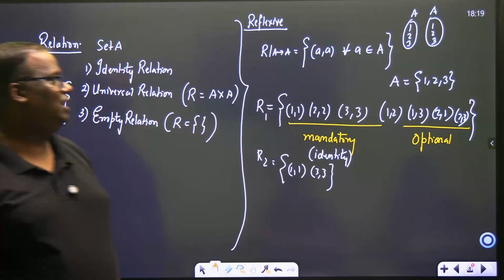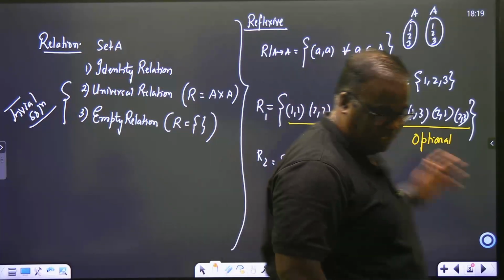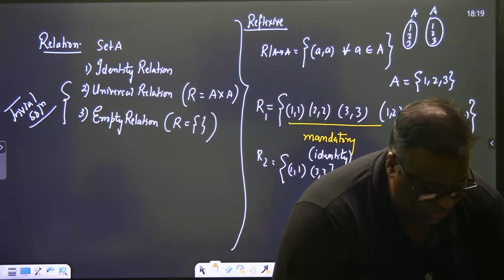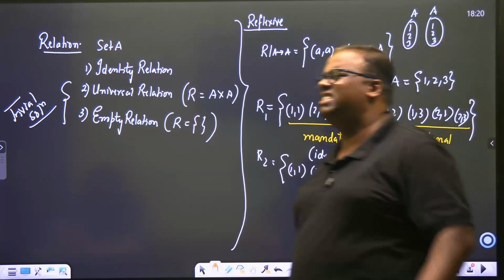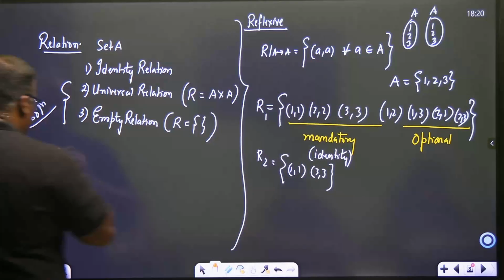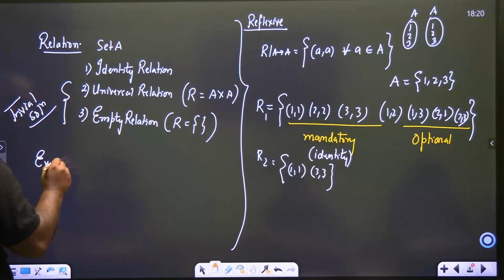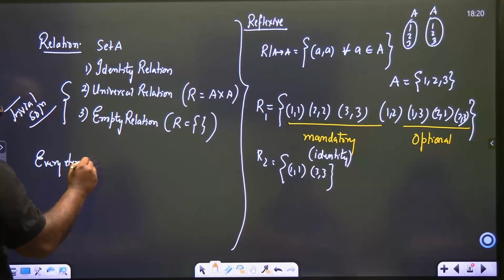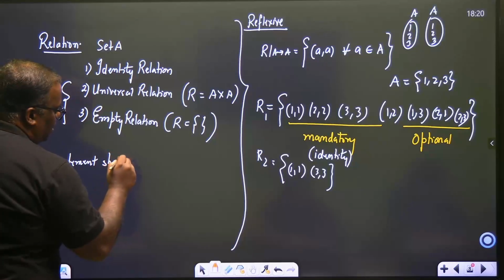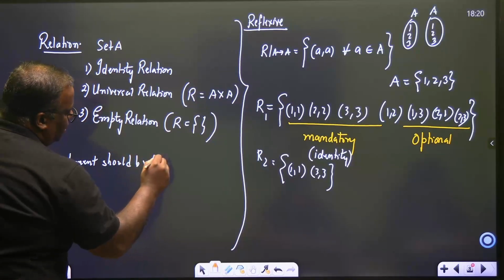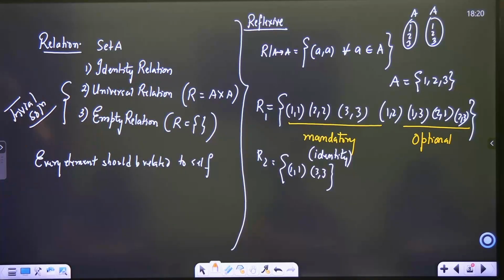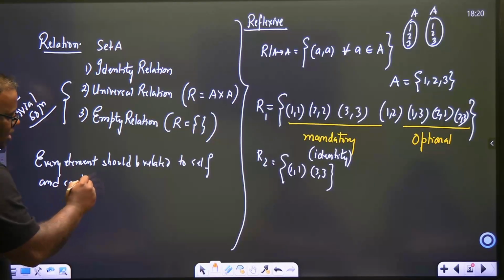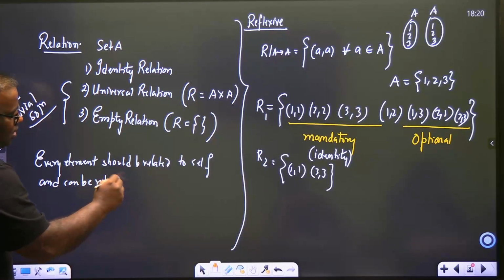So under reflexive, write it with this example. That is the best. Every element should be related to self and can be related to others as well. This is mandatory, please don't miss this line. Sarthak, you understood, right? Every element should be related to self. The whole chapter hovers around these three understandings, and can be related to others.